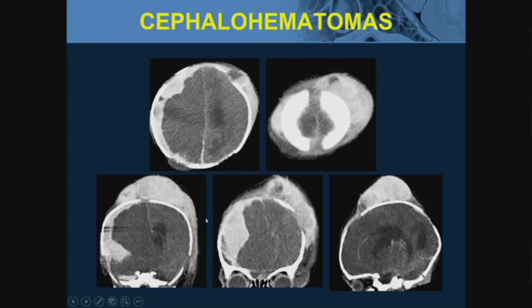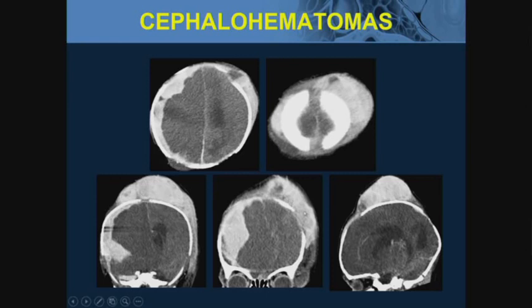Now, look in the coronal reformat scans, and you might say, but you just told me it doesn't cross the midline, but here it does. Well, look very carefully. Here is the elevated periosteum, and there are actually at least 2 and possibly even 3 cephalohematomas in this infant, each one of which is bounded by the periosteum.